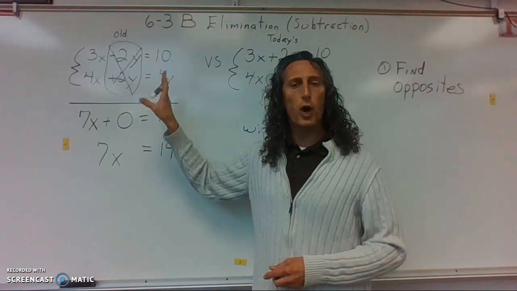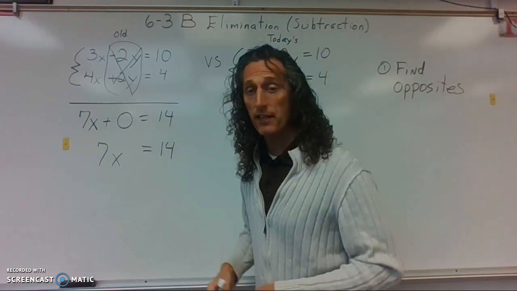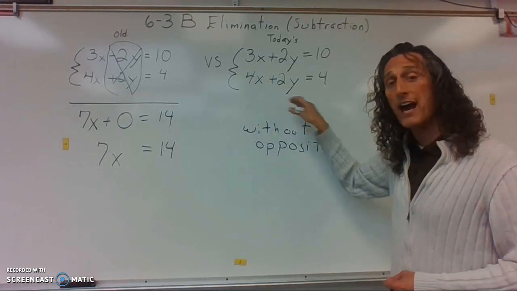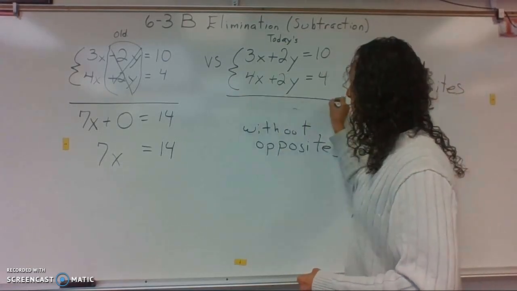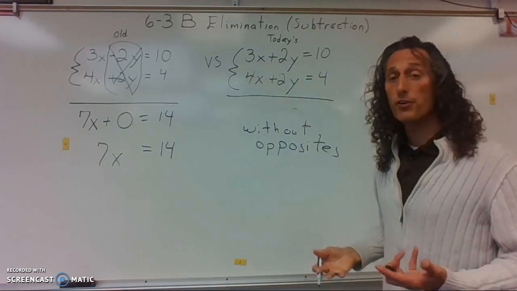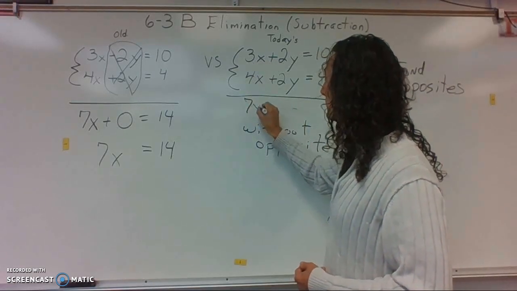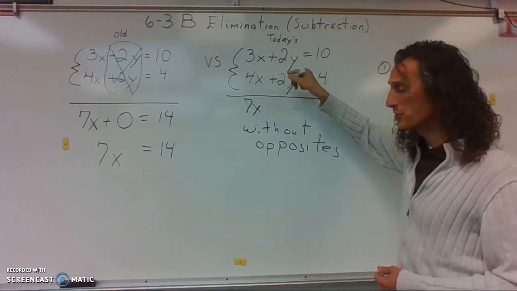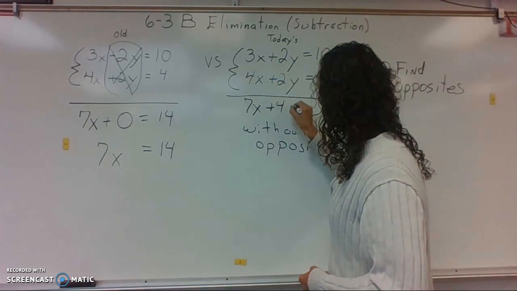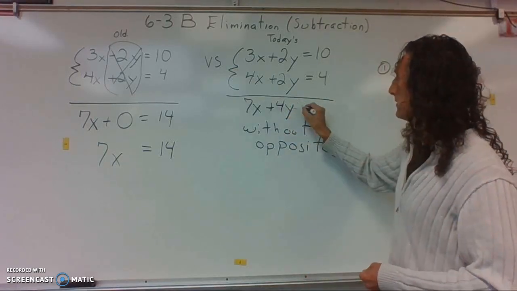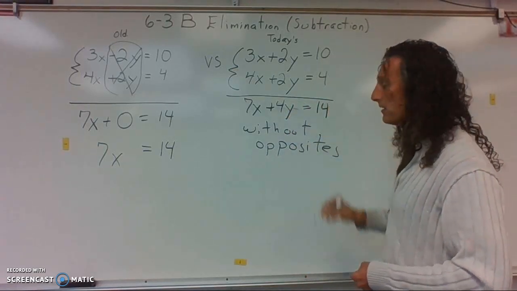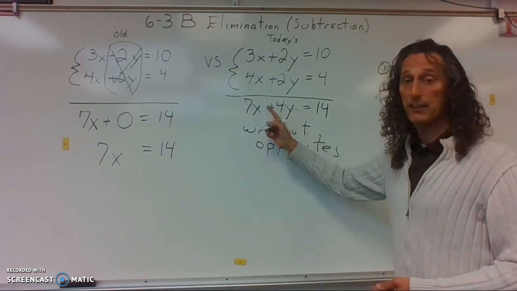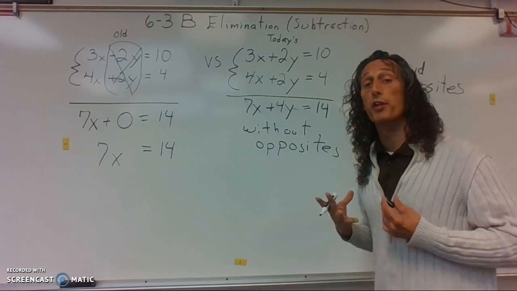That was the old lesson, right? Today's lesson is, watch what happens if you do not have opposites. The 3 and the 4 still add up and make 7x. But when you don't have opposites, 2 plus 2 is 4, and then we still get 14. But we can't solve this, right? There's an x and a y. We have to get rid of one of those.